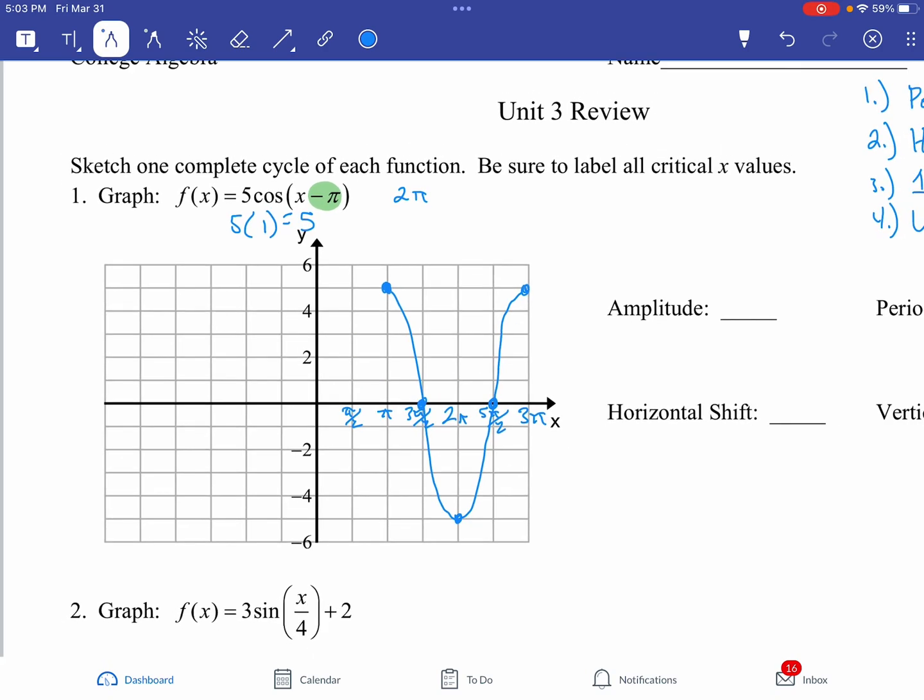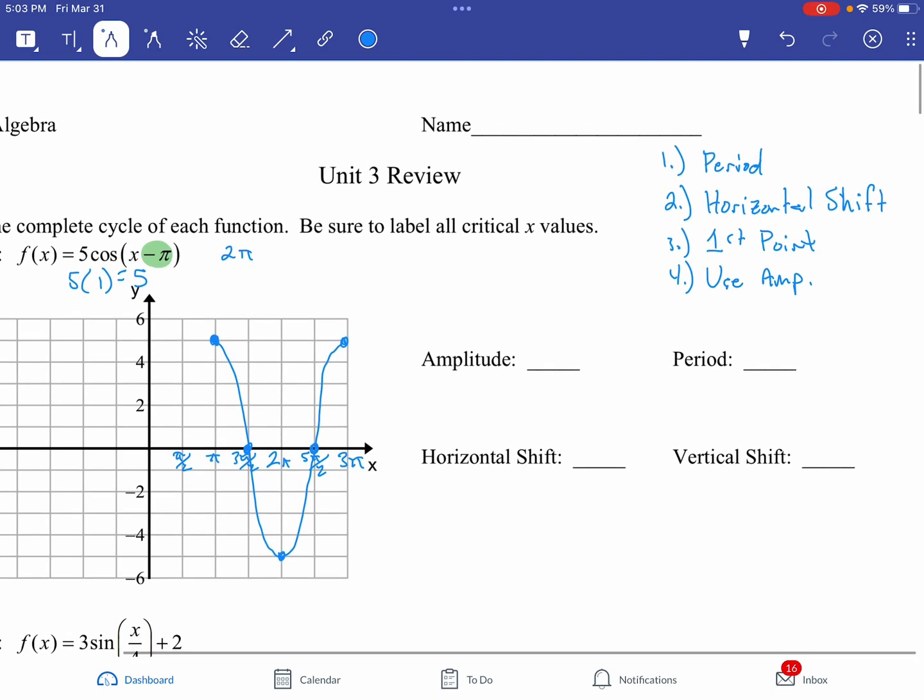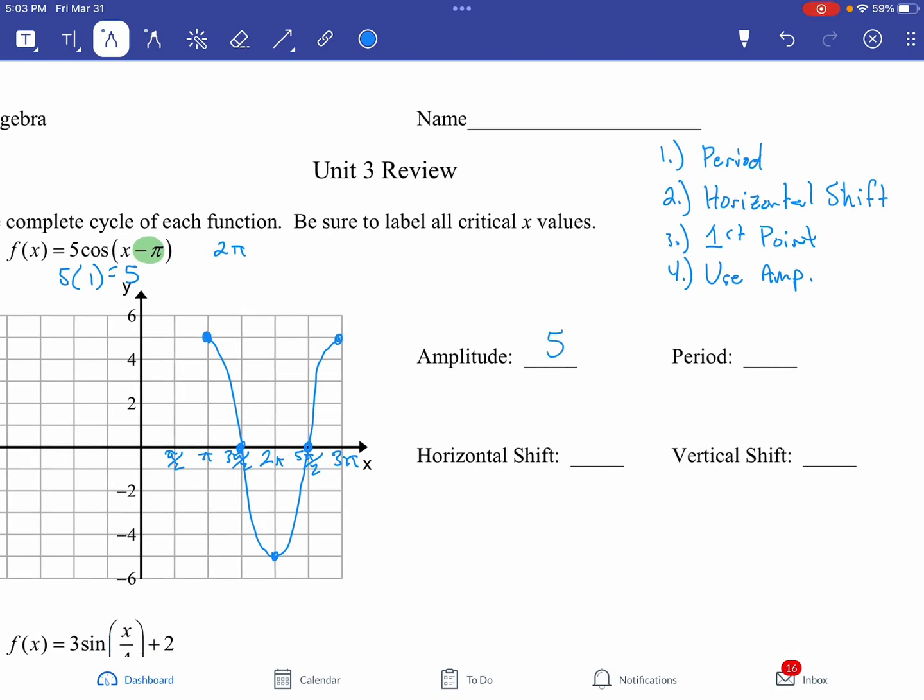All right. Now for the stuff over here. My amplitude is 5. My period is 2 pi. My horizontal shift is by pi to the right. My vertical shift, I have none. Okay, so you're going to have to do that on the test as well.